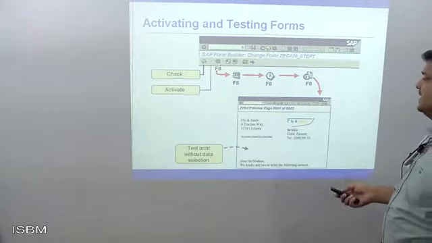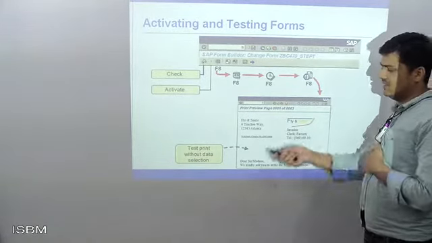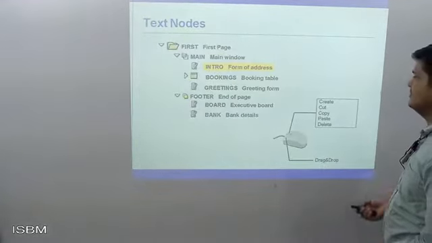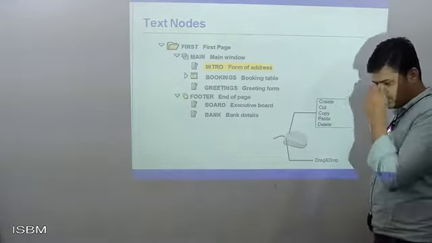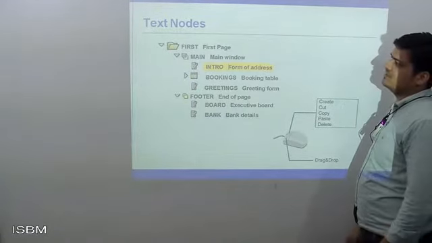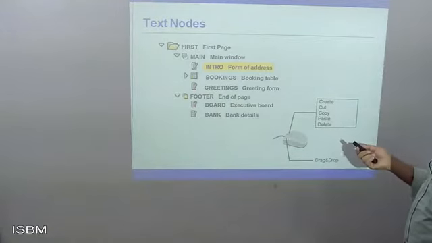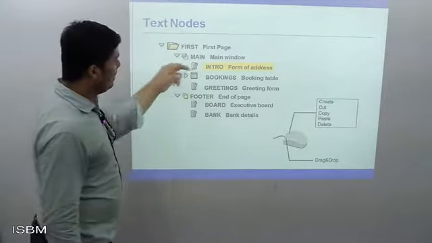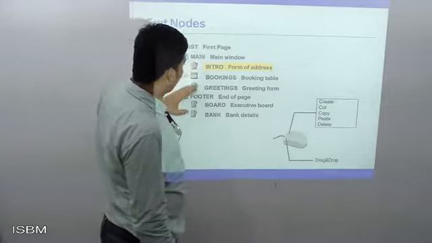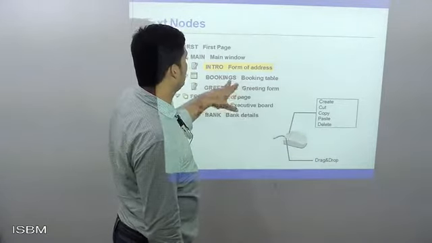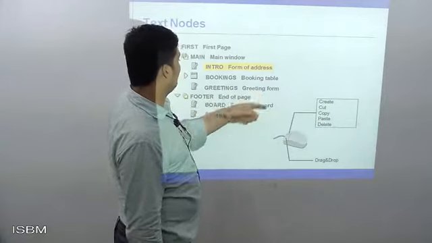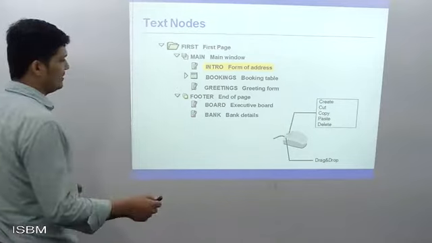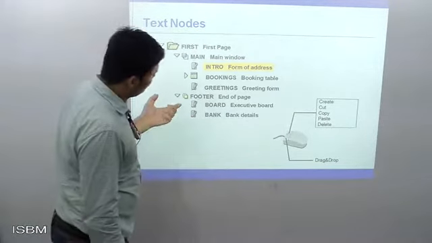So test print without data selection. This is the test printing. Then we have form elements. We are going to learn what elements we have, and we'll check them out over here. We have a text which is the first page, then a main window, intro form of the address. We have seen these many subwindows inside a main window: intro form of address, booking table, greeting form, footer. We have end of page, bank details. So each and everything is in the footer, you can see that.